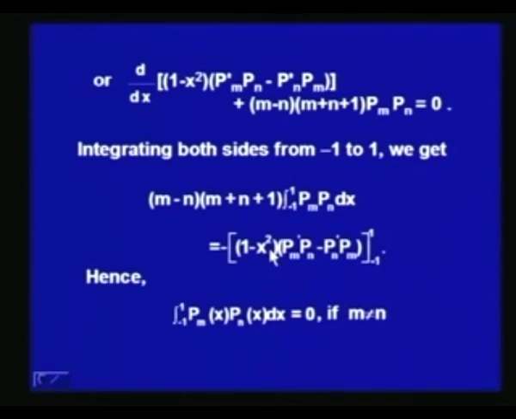When we put x equal to 1 and minus 1 in the expression inside the bracket, the value is 0. So, we shall have (m minus n)(m plus n plus 1) times the integral over minus 1 to 1 of Pm(x) Pn(x) dx equal to 0. Now, if we assume that m is not equal to n, then we can divide by (m minus n)(m plus n plus 1) and we will have the result that the integral over minus 1 to 1 of Pm(x) Pn(x) dx equals 0.